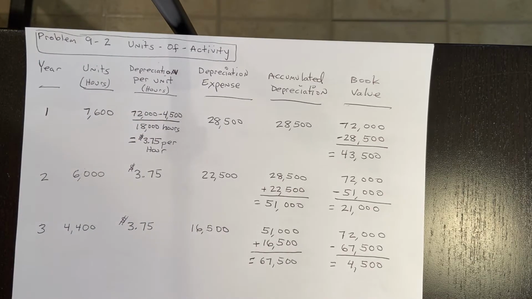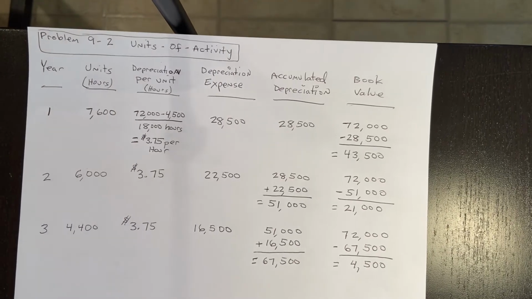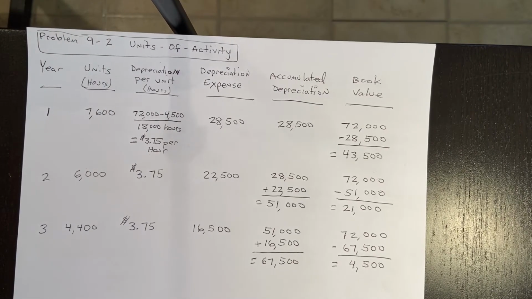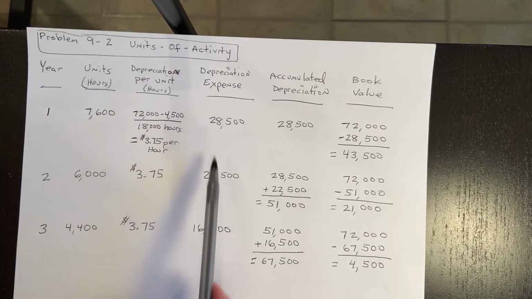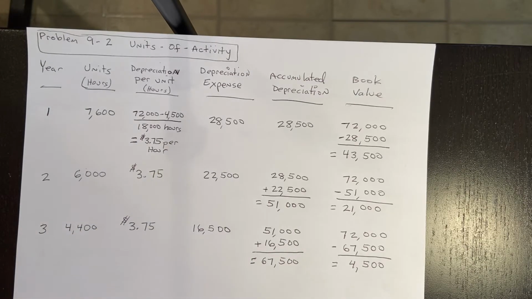That is what we call units of activity. Works really, really well when you have equipment or like a truck for a business and you're using miles. The more you use it, the more it wears out, and that's what affects the depreciation expense.